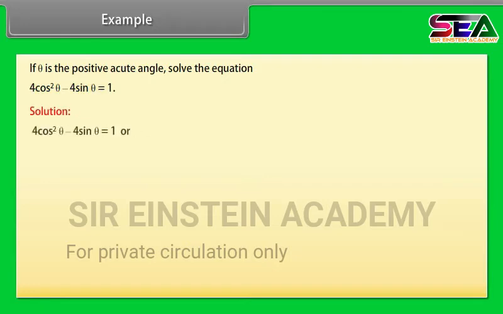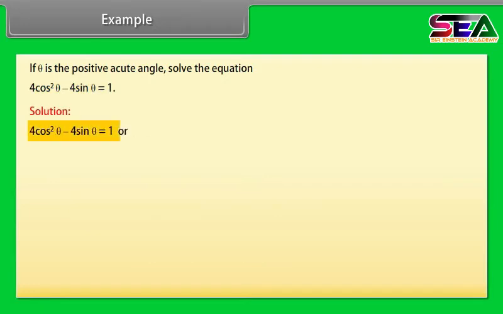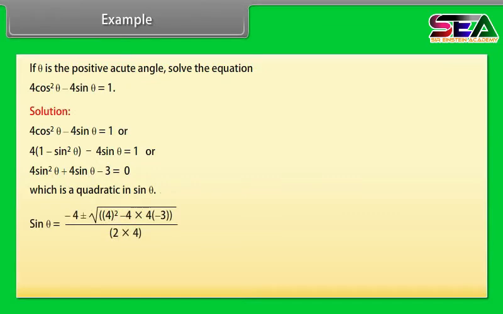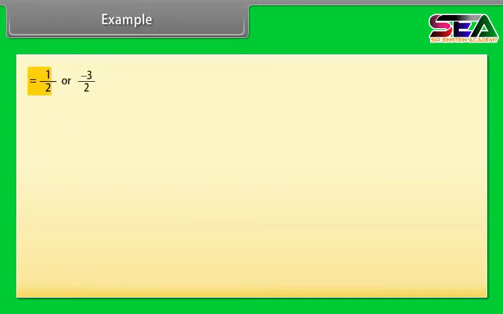Solution. 4 cos square of theta minus 4 sin of theta is equal to 1, or 4 into (1 minus sin square of theta) minus 4 sin of theta is equal to 1, or 4 sin square of theta plus 4 sin of theta minus 3 is equal to 0, which is a quadratic in sin of theta. Sin of theta is equal to (minus 4 plus minus root of 4 square minus 4 into 4 into minus 3) by 2 into 4, which is minus 4 plus minus 8 by 8, equal to 1 by 2 or minus 3 by 2.